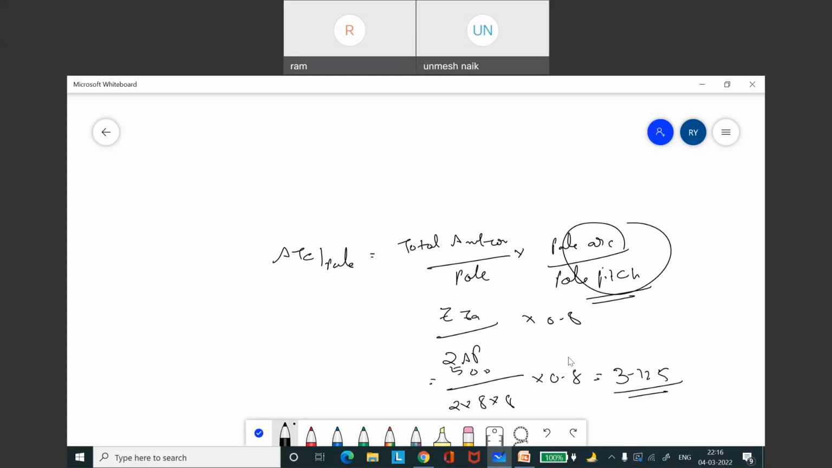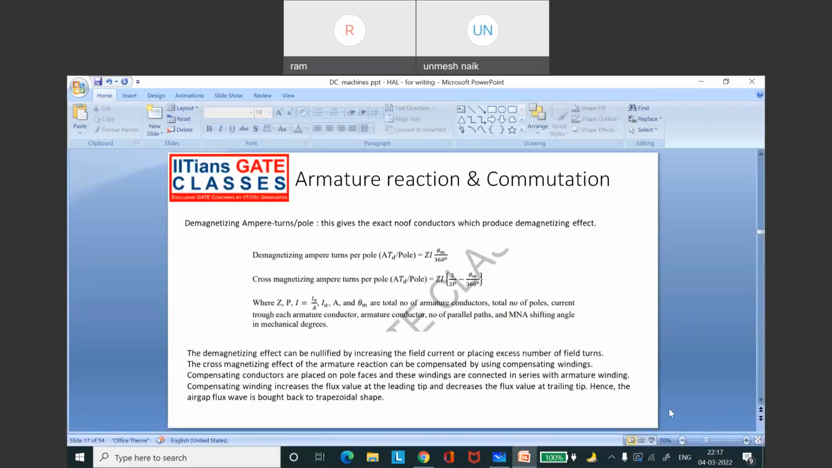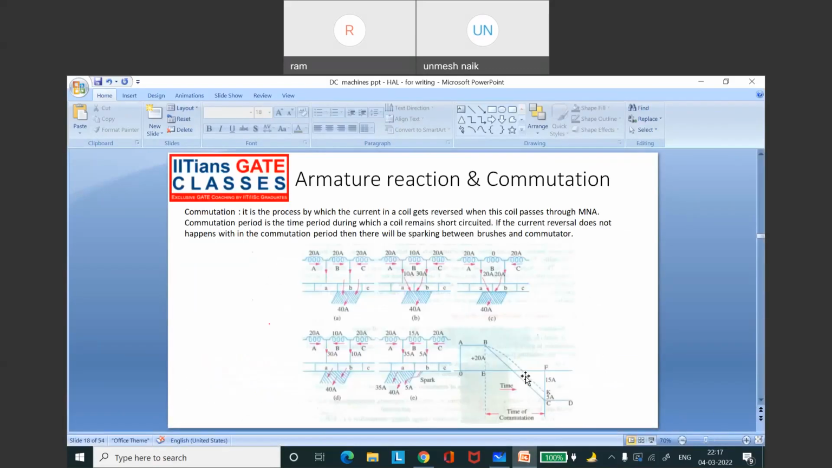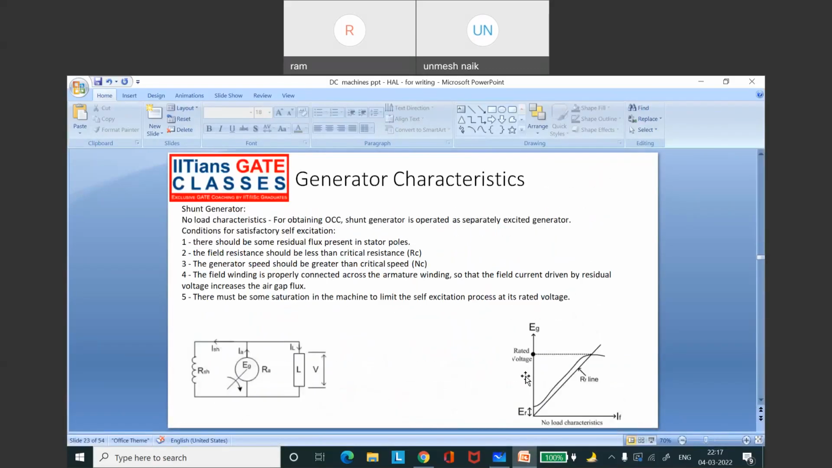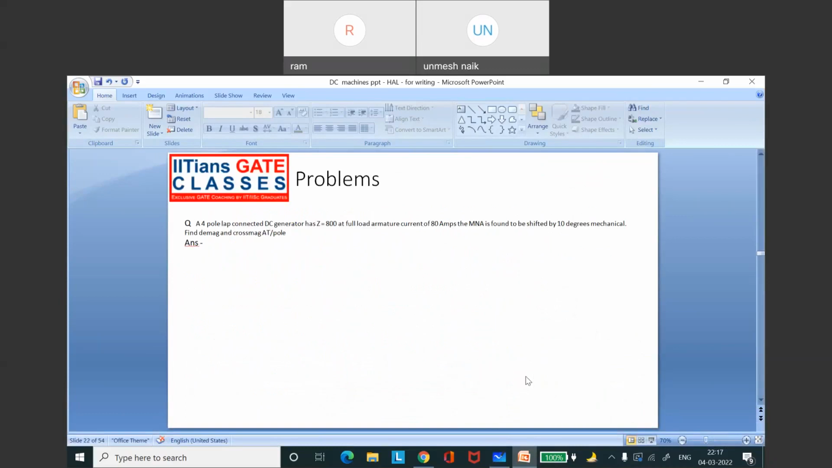So this is another formula. Yeah, this is another formula. To solve this one, I think we can use our formula.